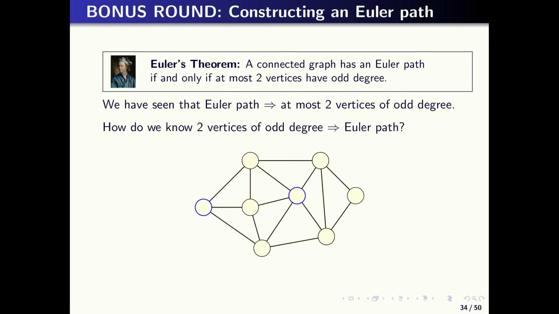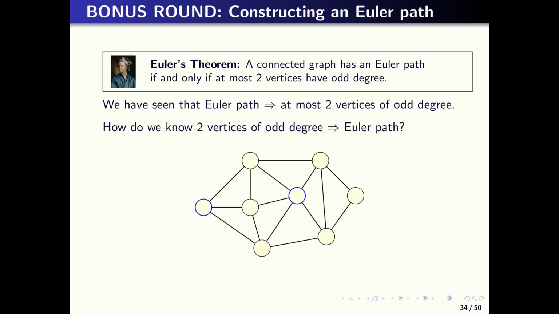Okay. With my remaining time, I want to talk about the other direction of this theorem, because this theorem is basically telling us two things. We've argued that if there is an Euler path, you have to have at most two of these odd degree vertices. But the great thing about Euler's theorem is it also says that the converse holds, that if you have any graph that has at most two vertices of odd degree, then there must be an Euler path. So how do we do this? How would we go about proving this?